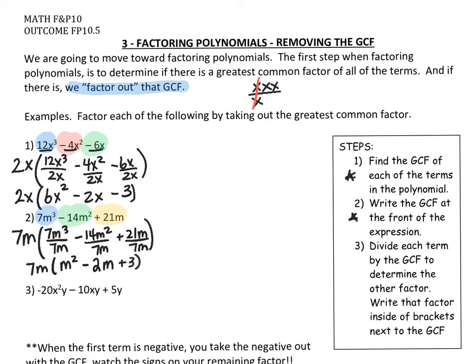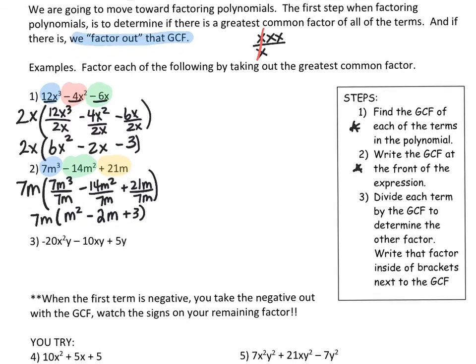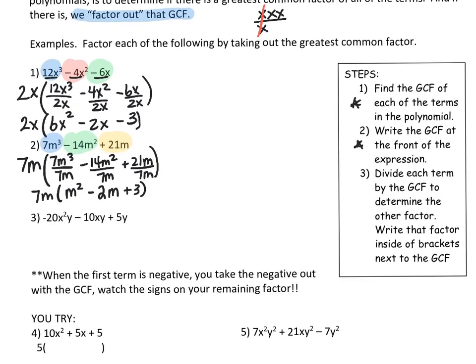Okay, our last example: negative 20x squared y minus 10xy plus 5y. Whenever we have a negative term at the front, we're always going to factor a negative out. We always want to leave what's inside of the bracket as a positive. So my three terms here are negative 20x squared y, negative 10xy, and positive 5y.